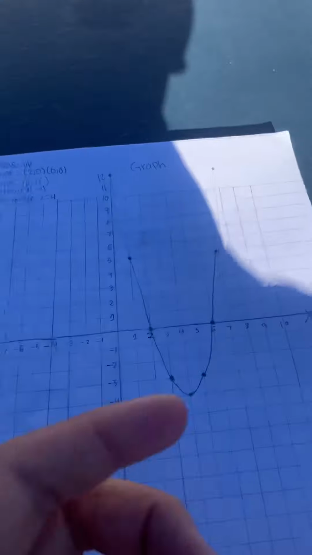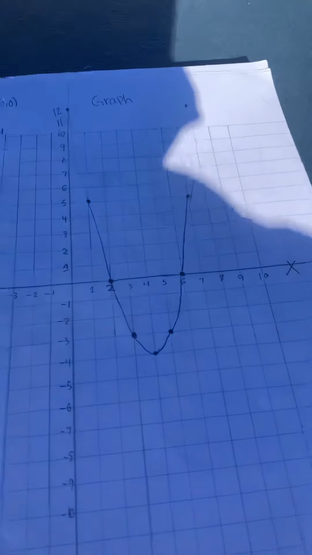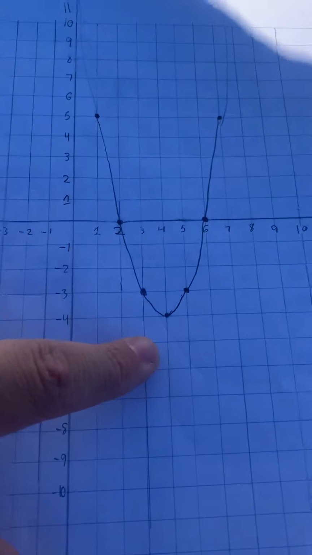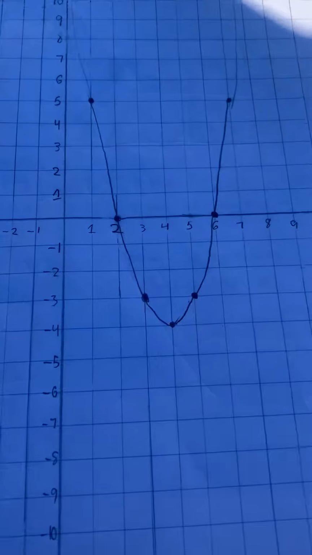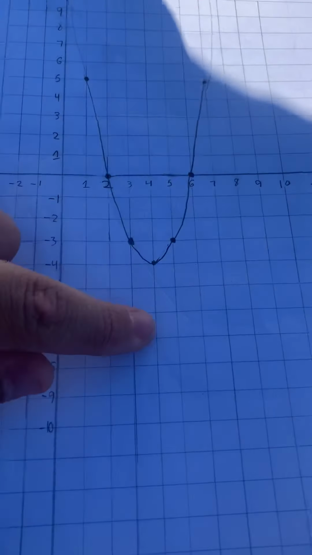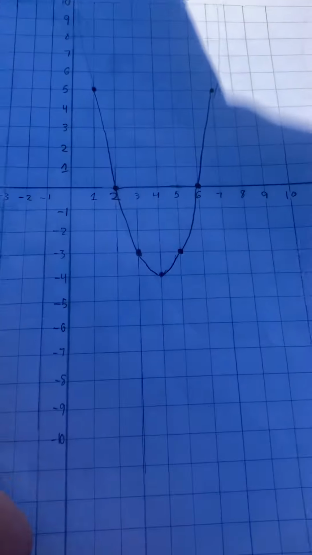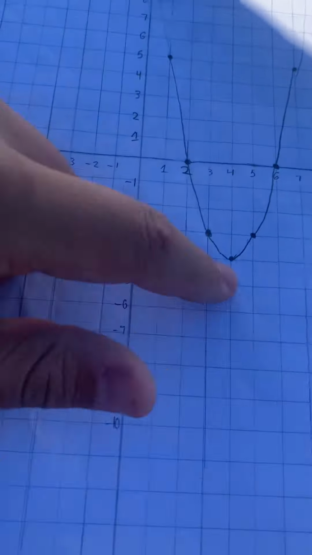The vertex is the lowest point of the graph. It's also the middle of the slope. So that's also how we know the vertex, and that gives us the axis of symmetry. This line is directly down the middle of the slope of this curve, or parabola is another word for it.